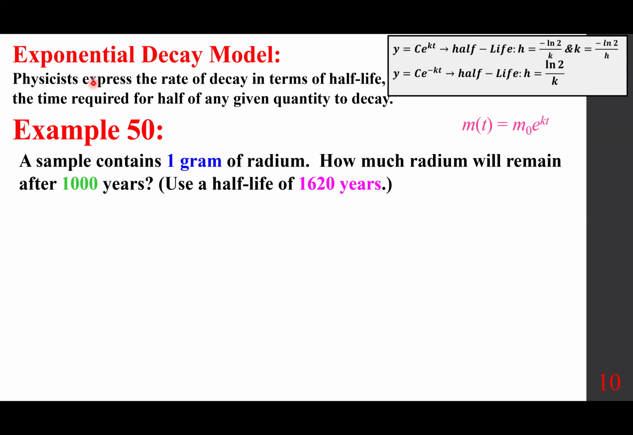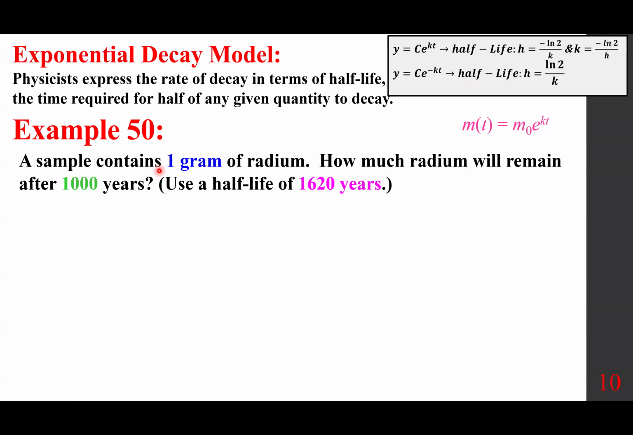Exponential decay model. Physicists express the rate of decay in terms of half-life, the time required for half of any given quantity to decay. Generally speaking, m of t is m sub 0 e to the power of kt. Y equals c e to the power of kt. Half-life, h is minus ln 2 over k, k is minus ln 2 over h, and h is ln 2 over k. This can be shown, and I'm going to go over that in a moment, but let's look at this example.